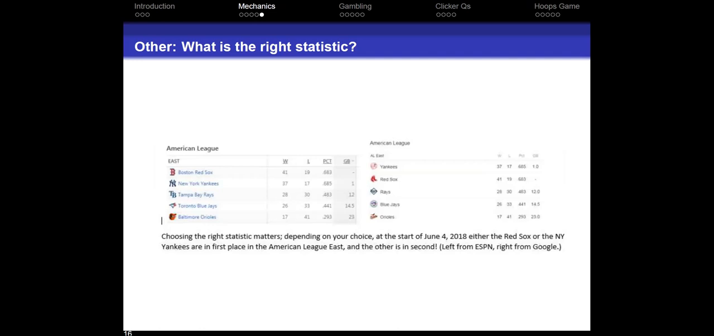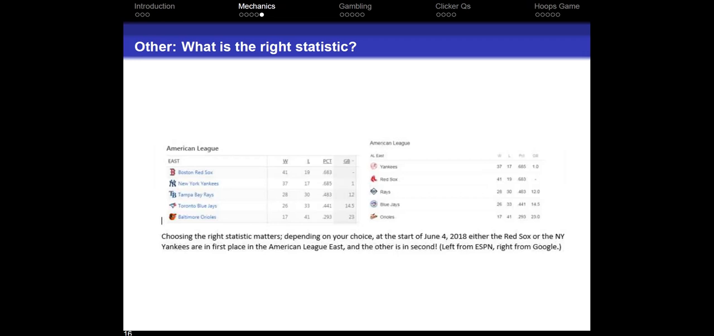So this is the American League snapshot from June 4th, 2018. On the left, we have the Red Sox at 41-19 in first place, the Yankees 37-17 and one game behind. On the right, we have the Yankees 37-17 in first place, one game behind the Red Sox who are in second. The reason is on the left, they are ordering the teams by how far you are behind first place. On the right, they are ordering them by the winning percentage.